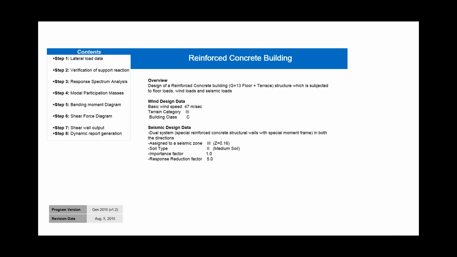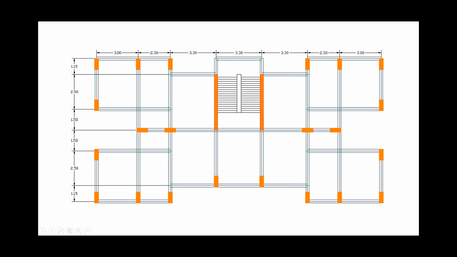So before I start, I will show you which plan we are considering. So this is the plan we are considering. The orange color is the column. Nearby the staircase area, I am providing one shear wall. So in both directions, on both faces, we are considering the shear wall. So these are some dimensions.